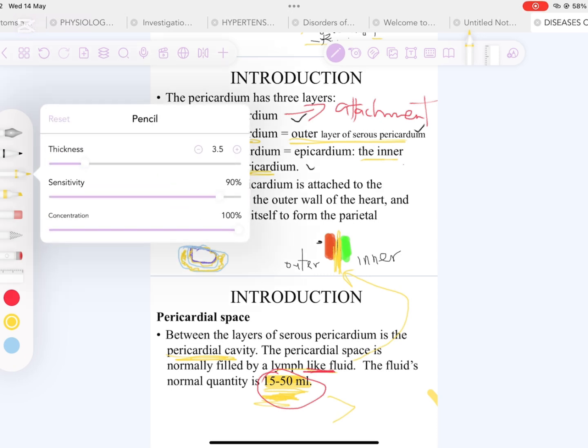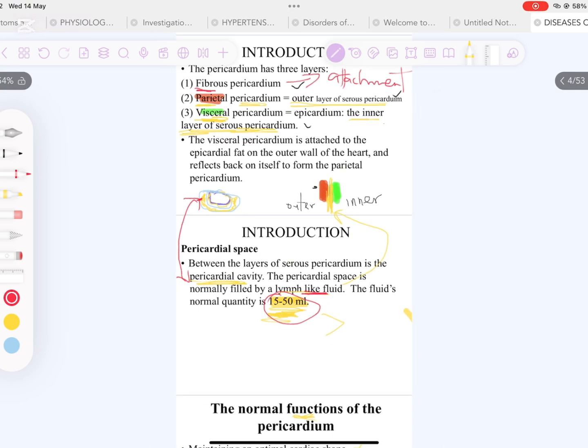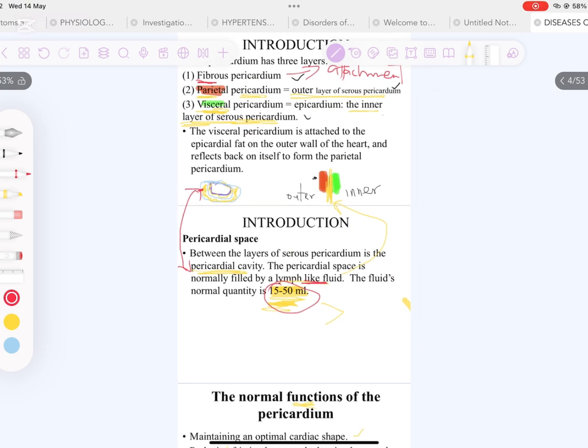So this place is literally the pericardial cavity. I have to take my time to explain this so that you understand. This space that has this yellow fluid is the pericardial cavity. Okay, so the visceral pericardium is attached to the epicardial fat. That is the fat on the surface of the heart.